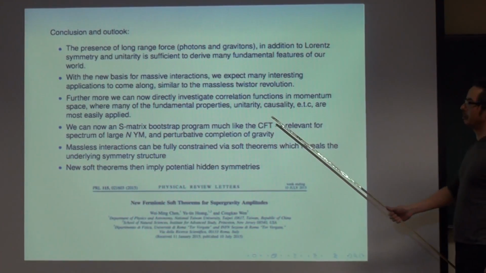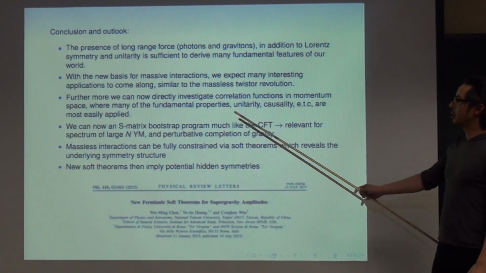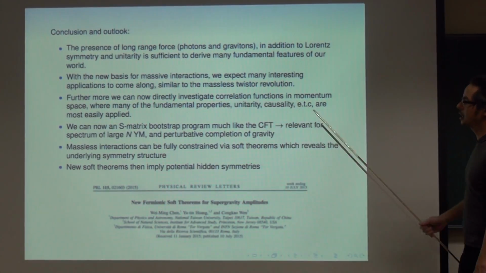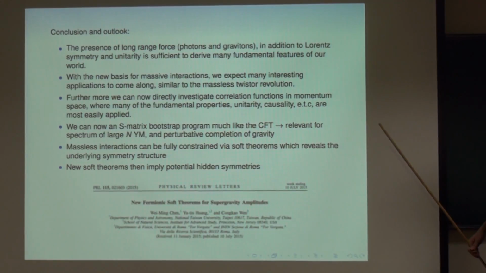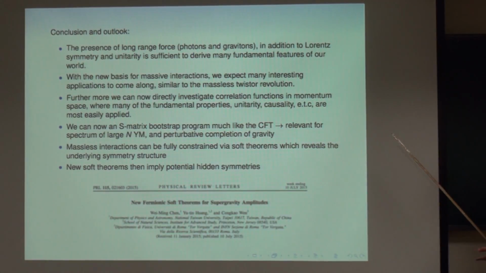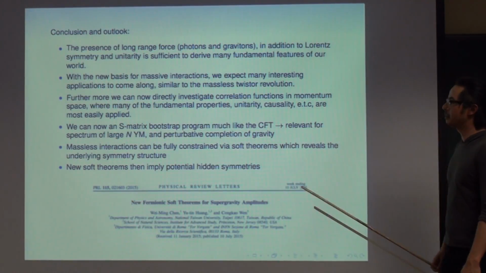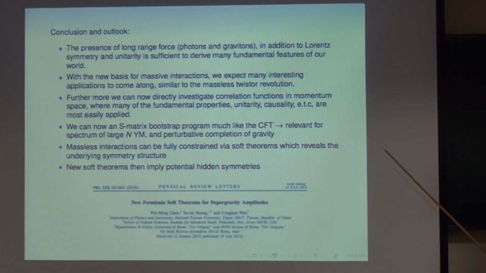Revolution that was brought about when twistor theory was introduced. And now, furthermore, one of the applications, we can now investigate correlation functions directly in momentum space, where many of the physical properties, including unitarity and causality, are most easily applied. And we can now have an S-matrix bootstrap program, much like the one for CFT.